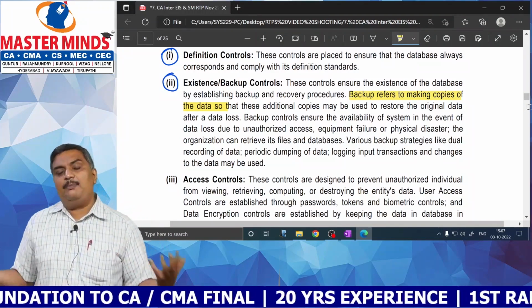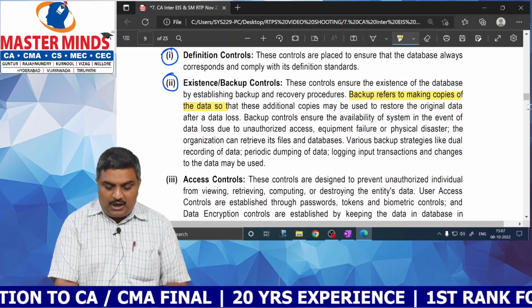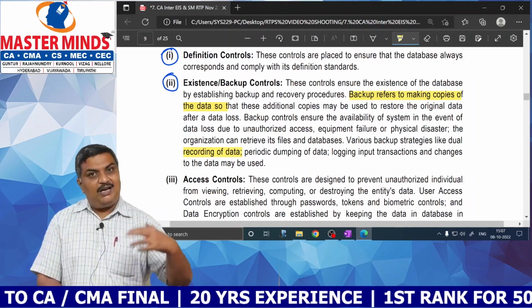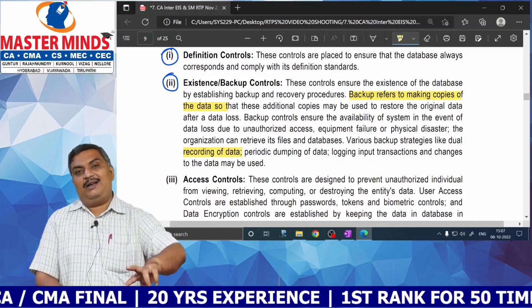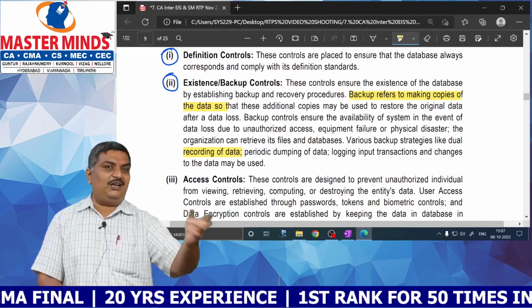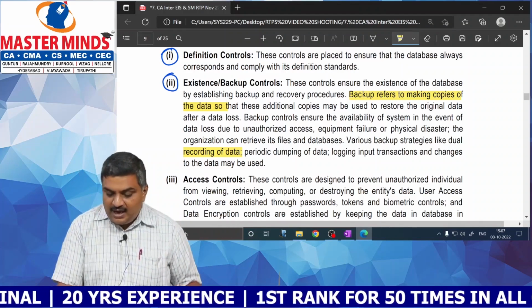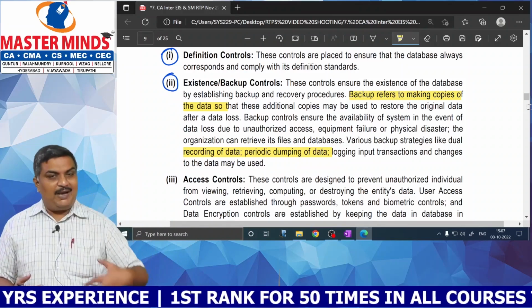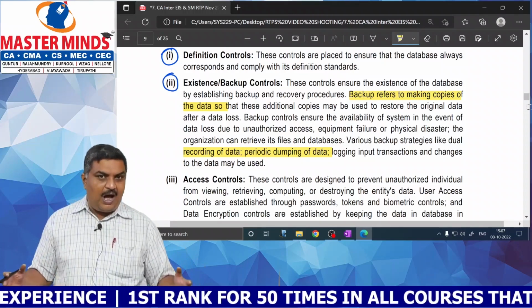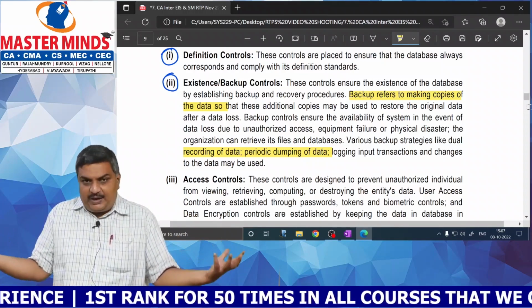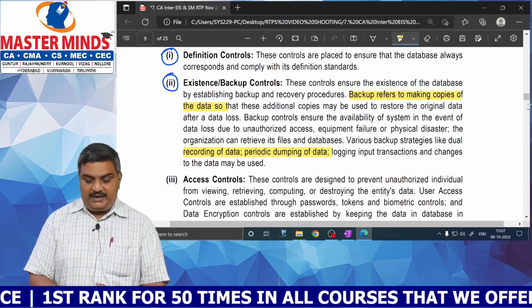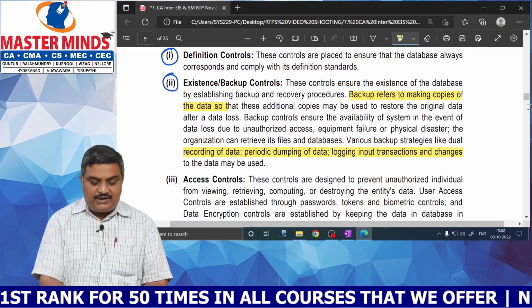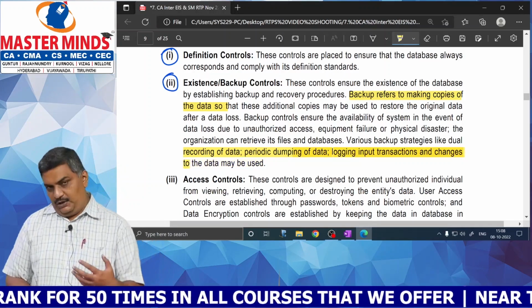And there are different backup strategies like dual recording of data, recording data at two places so that if the data at one place is lost, immediately you can work with the data at the other place. Periodic dumping of data, like, every day at midnight you can take the backup of the data, or every hour, depending on the urgency, frequency and importance of the data. And logging input transactions and changes to the data may be used.